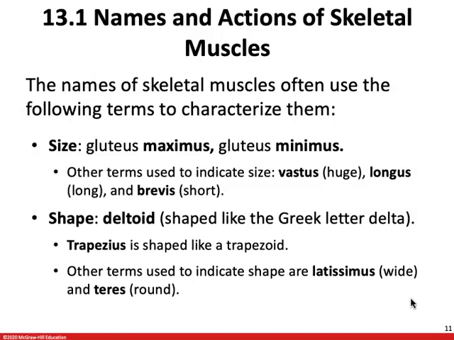Muscles can also be named for their shape. For example, the deltoid muscle, it's shaped like the Greek letter delta, so it was named the deltoid, just because of its shape. The trapezius is shaped like a trapezoid. So, some muscles are named for what they are shaped like. Some are just named for a description of the shape, like latissimus means wide, teres means round. So if you know that latissimus means wide, then you know that the latissimus dorsi is going to be a very, very wide muscle.